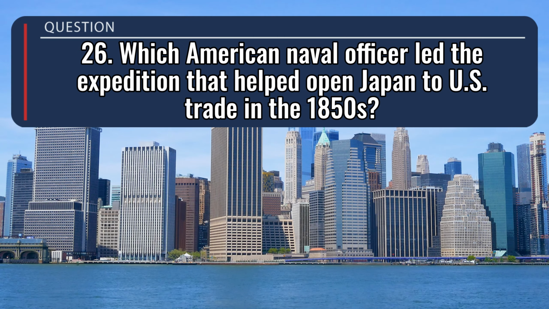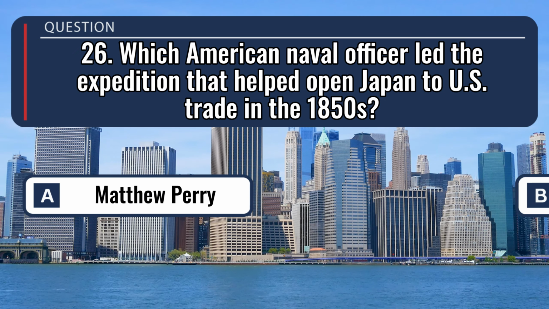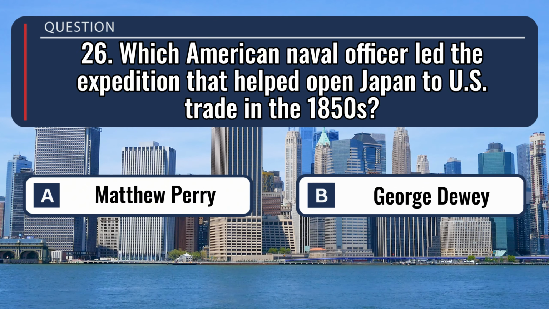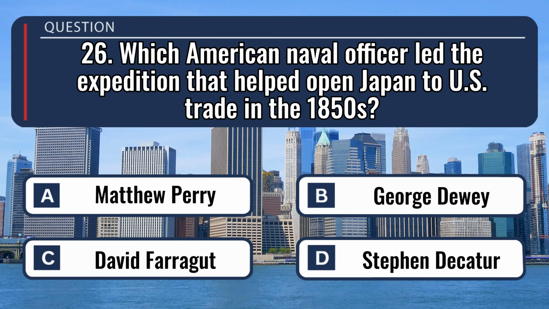Question 26. Which American naval officer led the expedition that helped open Japan to U.S. trade in the 1850s? A. Matthew Perry. B. George Dewey. C. David Farragut. D. Stephen Decatur. The correct answer is A.